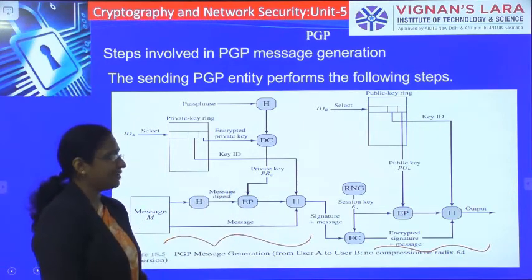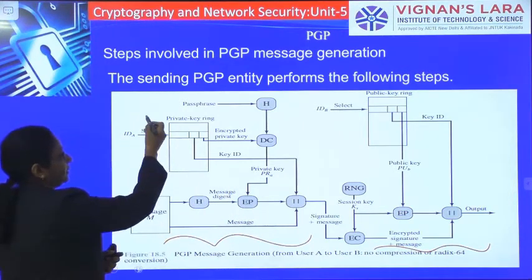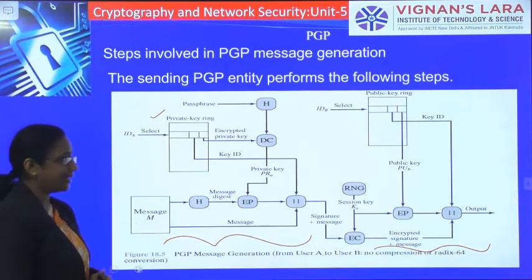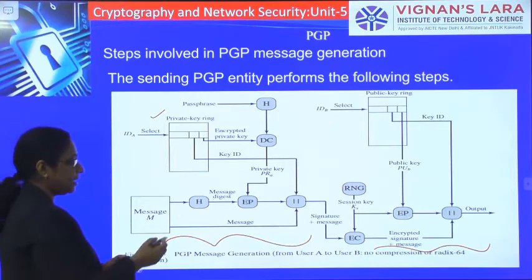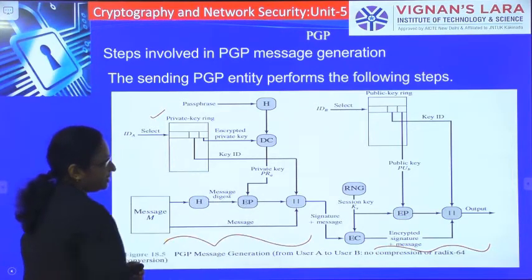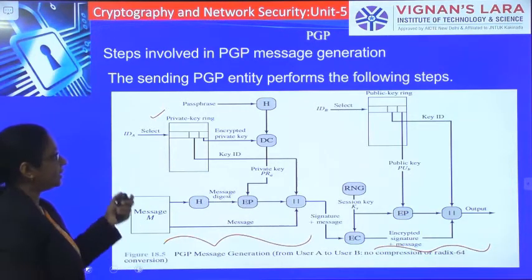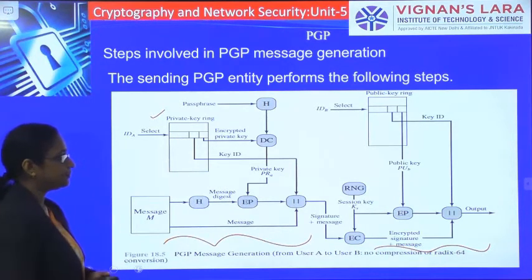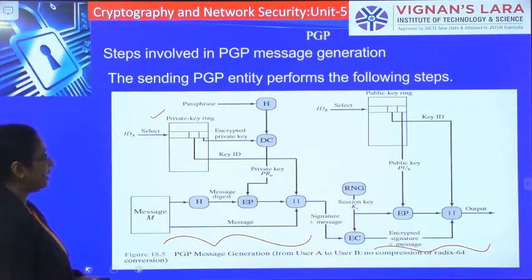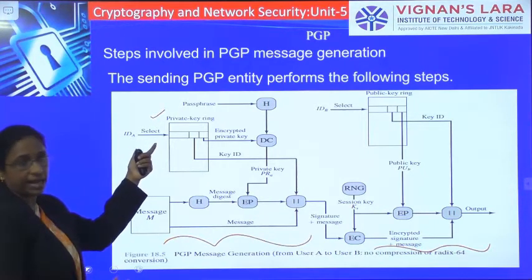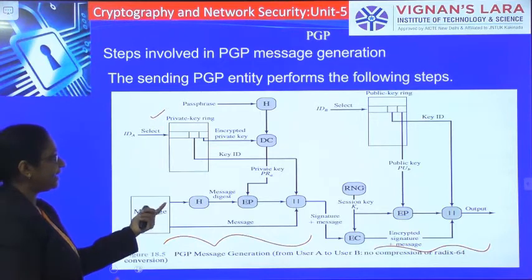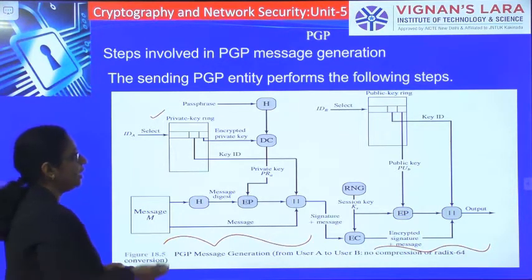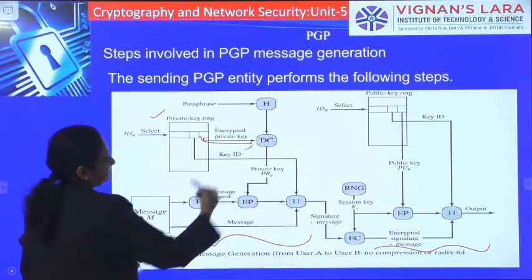To get that private key, we have already said the PGP maintains a private key ring. Since the PGP maintains the private key ring, what the PGP does is that it goes to the private key ring and selects the ID. Whatever the identity of that source, based upon the identity of the source, it will take the private key.